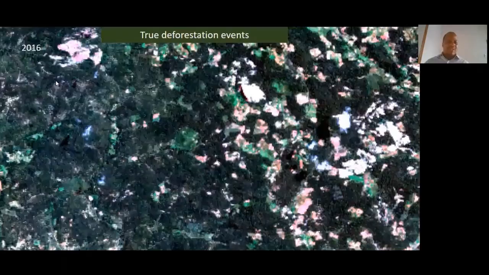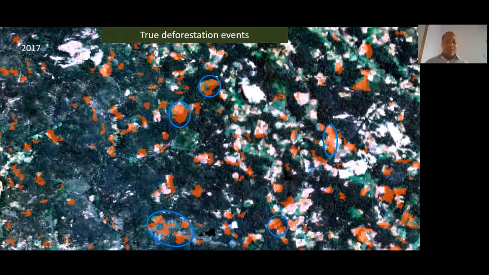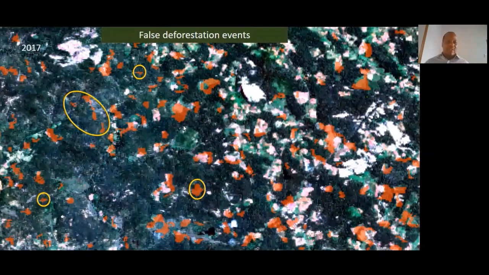Then the result of this shows, for example, deforestation events here. We could identify points of true events of deforestation by combining the two maps, which you can see in the table in the blue circles. And we could also see that there were some false deforestation events, which means that the reference data couldn't confirm deforestation where the map produced showed that there actually was deforestation.